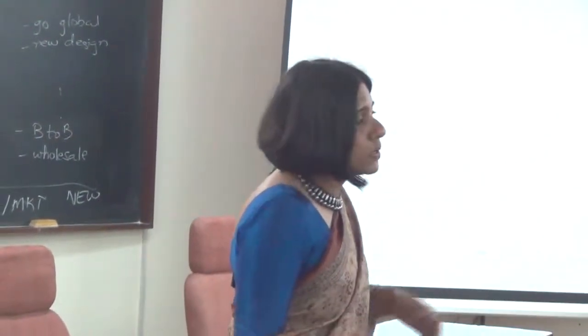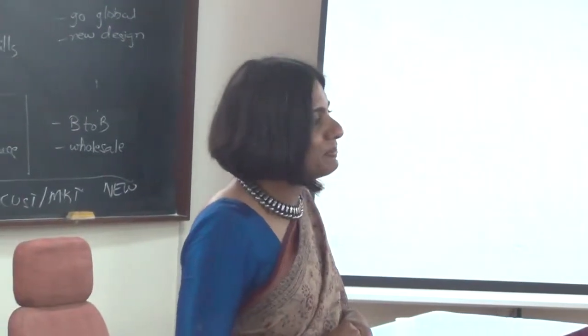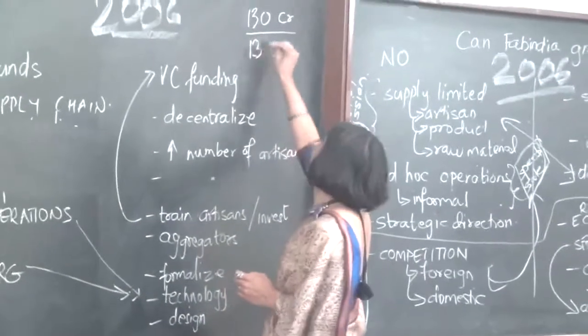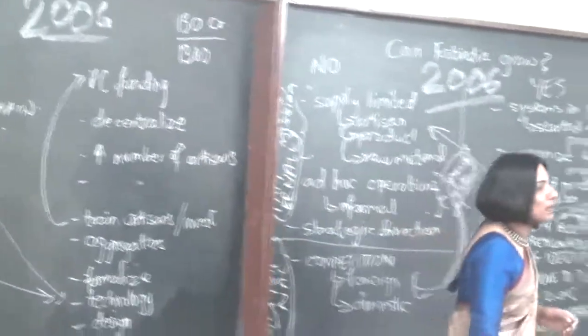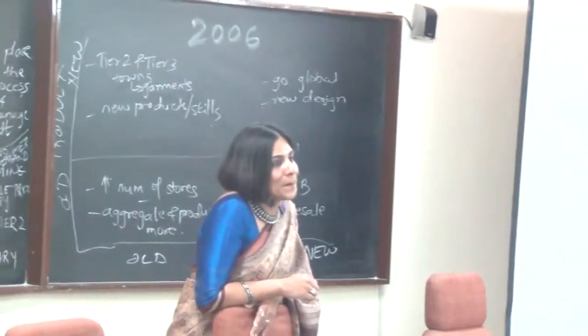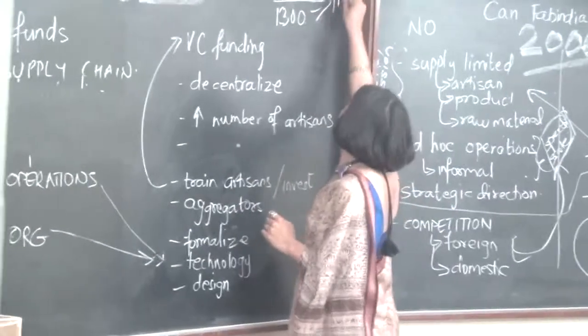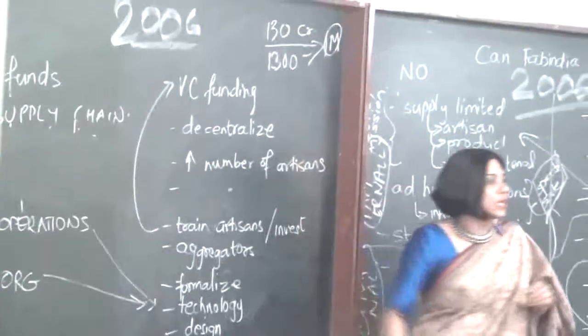Approximately how many customers are visiting us, if we were Fab India, every year? Okay, let me make it easier. Let's make this 1,300. How many customers are visiting us every year? 1 million. 1 million, yeah? 10 lakhs. So, we have 1 million customers visiting us every year.